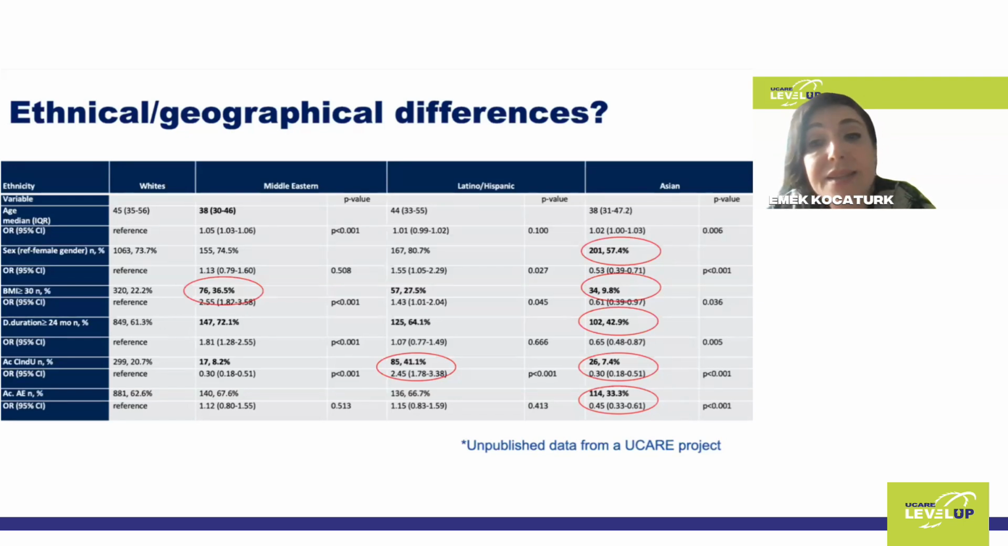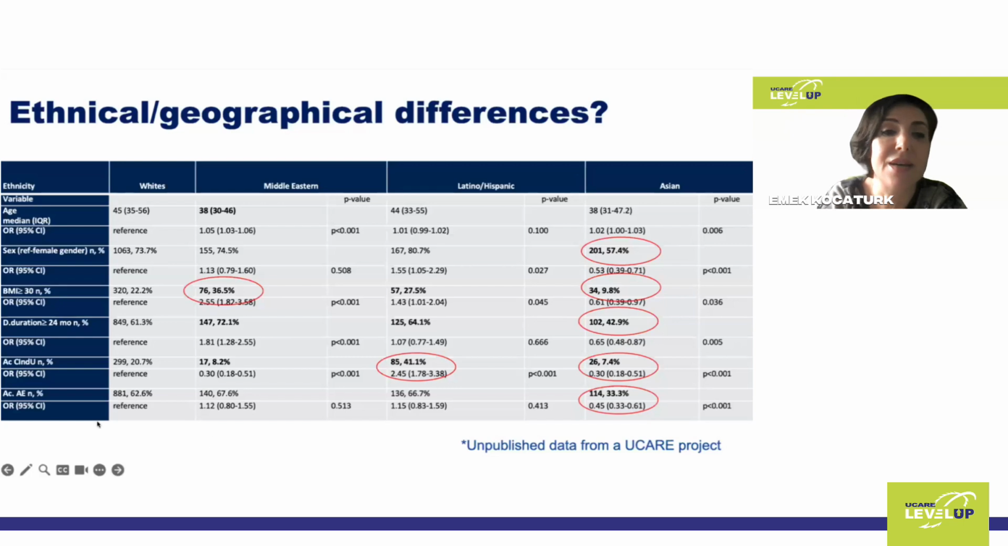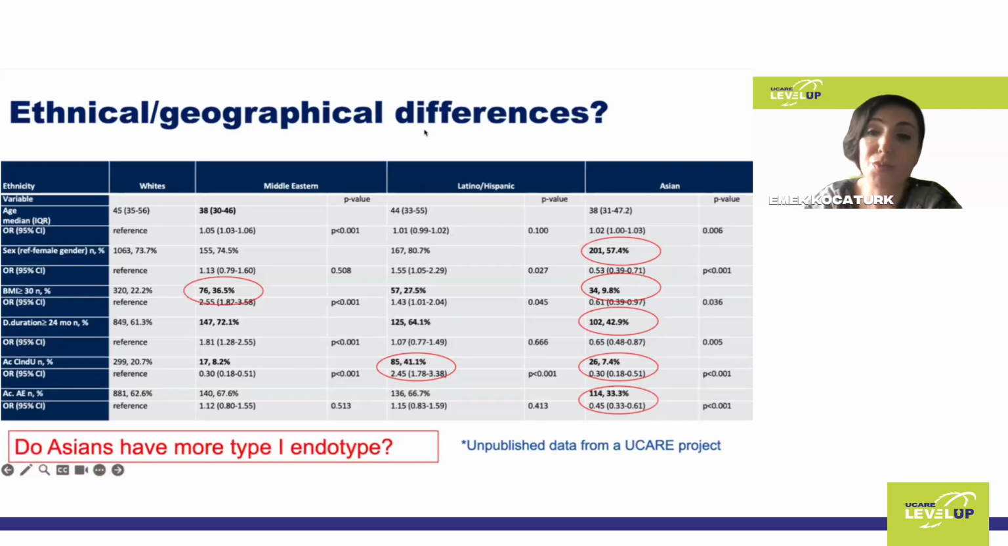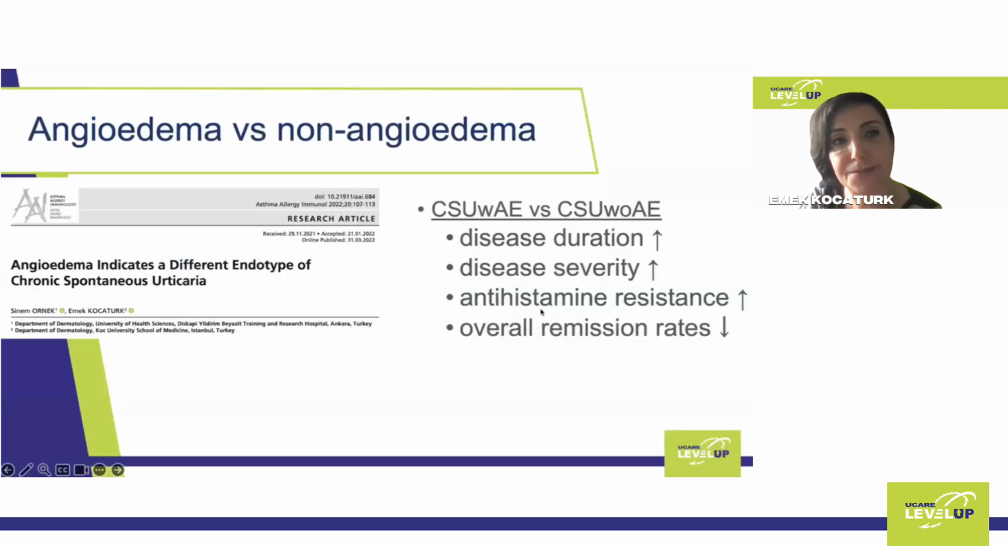Accompanying inducible urticaria was very rare in the Asian population. However, it was really high in the Latino Hispanic population. And associated angioedema was apparently very rare in the Asian population. 33% of the patients had angioedema plus wheals, compared to around 60-70% in the other ethnic populations.